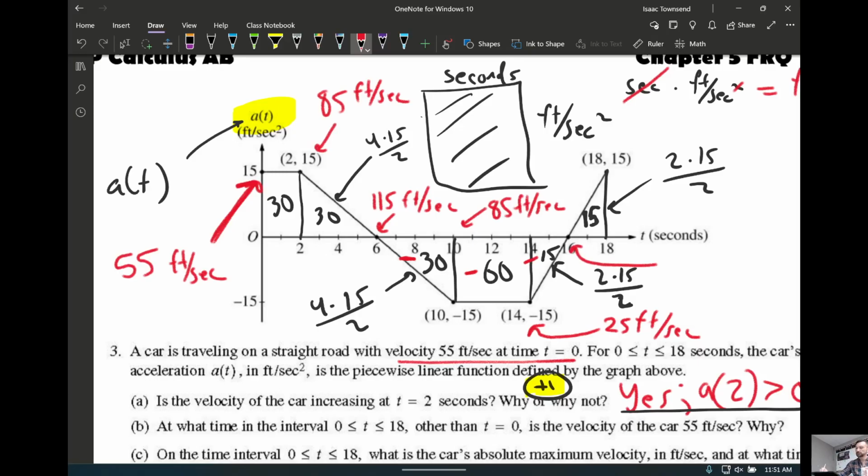And then at t equals 16, it loses another 15. So that would put us at 10 feet per second. And then finally, at t equals 18, it got that 15 back, so it's back to 25 feet per second. So in this case, the area under the curve represents the change in velocity. They told us the starting velocity, and at each one of these little intervals, I can keep up with how velocity is changing. So look at all those numbers, and does it look like the velocity is ever 55 feet per second?